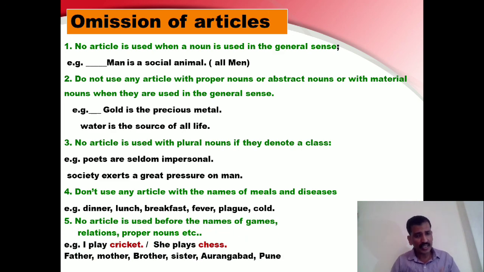Next rule, very important: no article is used before the names of games, relations, proper nouns, etc. For example, I play cricket. Don't use an article before the names of games: cricket, chess, badminton, kabaddi, hockey. Then relations: father, mother, brother, sister; and places: Aurangabad, Pune. "I live in the Aurangabad" is a wrong statement. Just say "I live in Aurangabad." So before proper nouns, and also before names of relations, do not use any article. This is called omission of article.